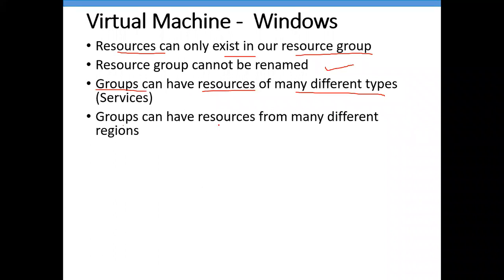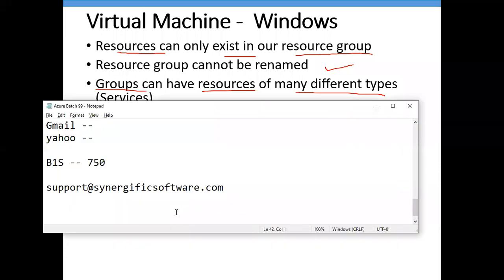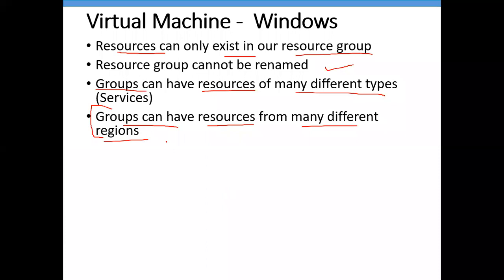A group can have resources from many different regions also. Now this is an important point and an interview question also. Let's take an example. I have created a resource group in the India region. We have a region called Central India. But I want to create a virtual machine in the US region. The resource group is in the India region, and I want to create a virtual machine in the USA region. Is it possible? Can I put that resource? Yes, it is possible. It's not a good practice, but yes, it is possible.